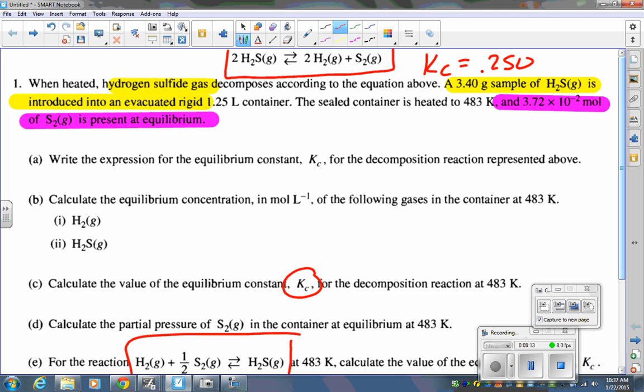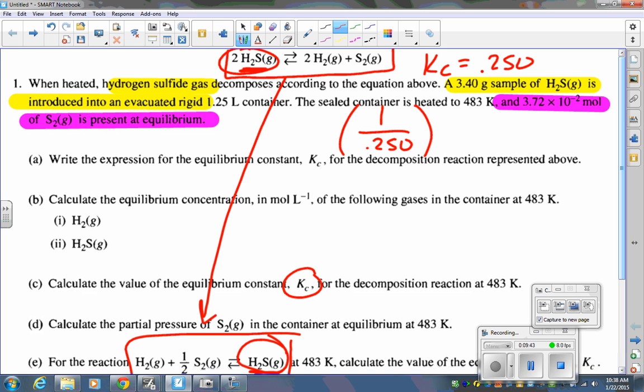Well, what's the difference between this equation and that equation? The first thing is it's been flipped, because you see how H2S is here and now it's here. So what do we do to K if we flip it? Well, we take the inverse. So that would be equal to 1 over 0.250 would be the first thing. But then I check the coefficients. The coefficient here of H2S is 1, or actually 2. The coefficient there is 1. So what's happened is it's been multiplied by 1/2. When we multiply anything in an equation, we raise K to that exponential power. So you take 1 over 0.250, and then you raise it to the 1/2 power, which is the exact same thing as the square root.